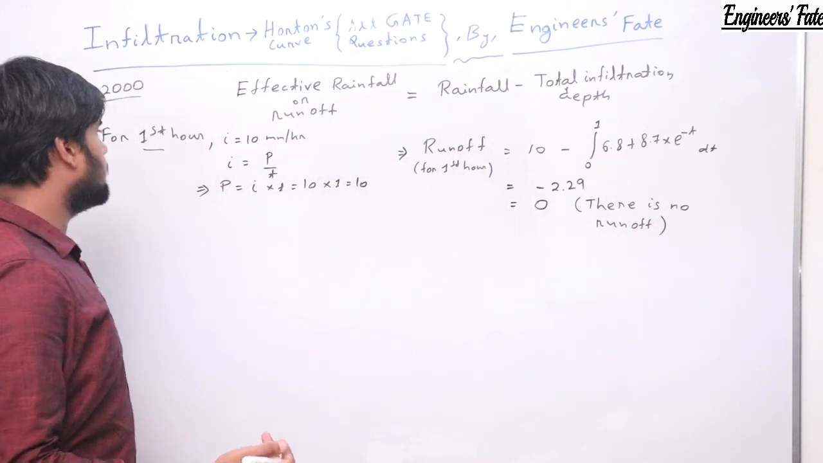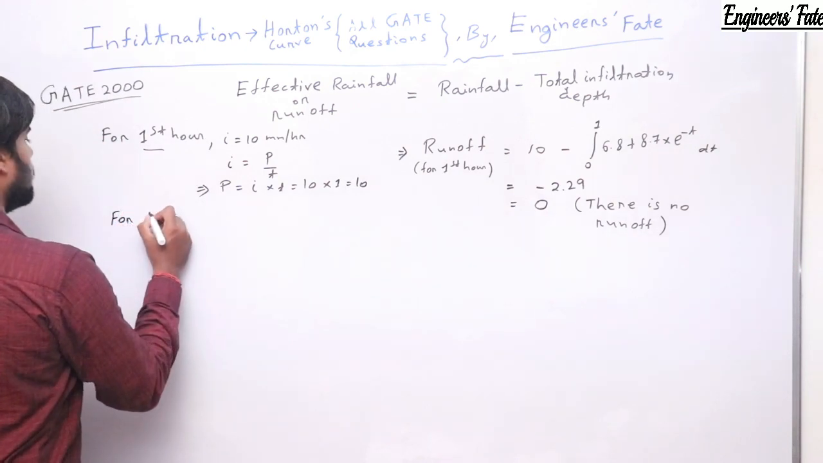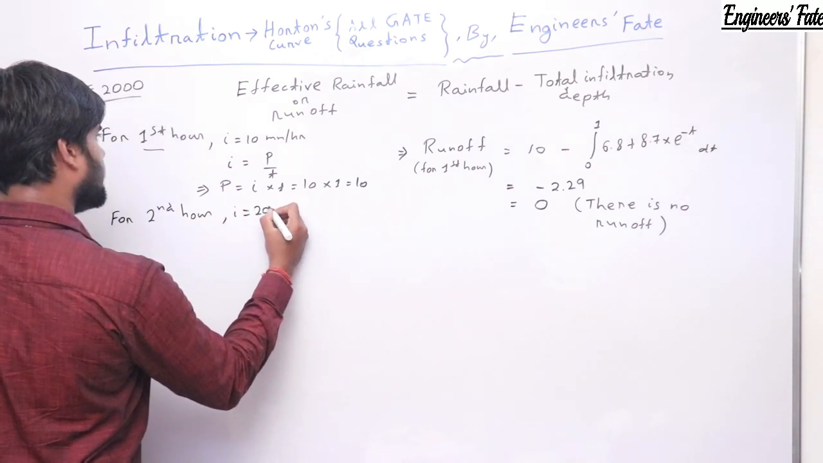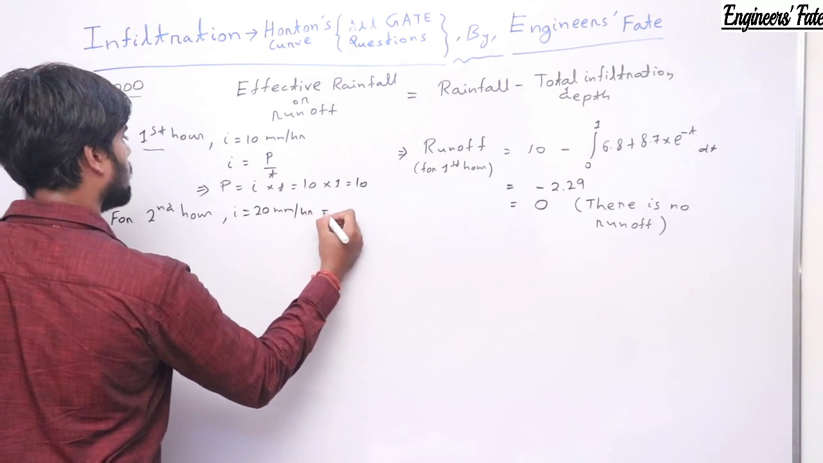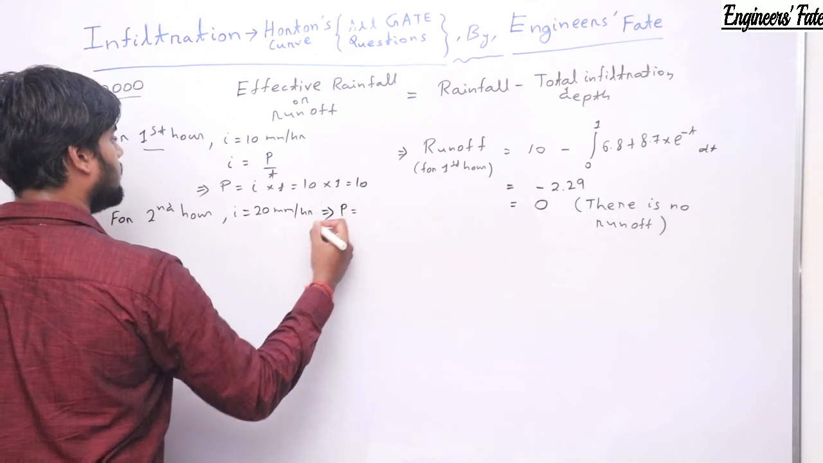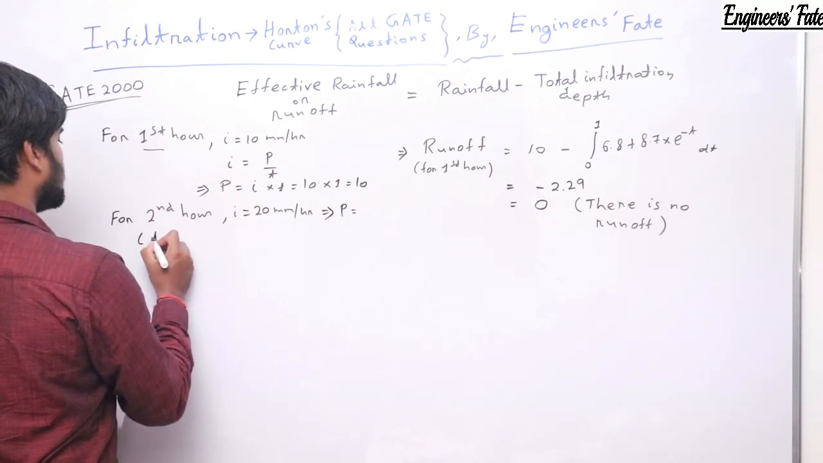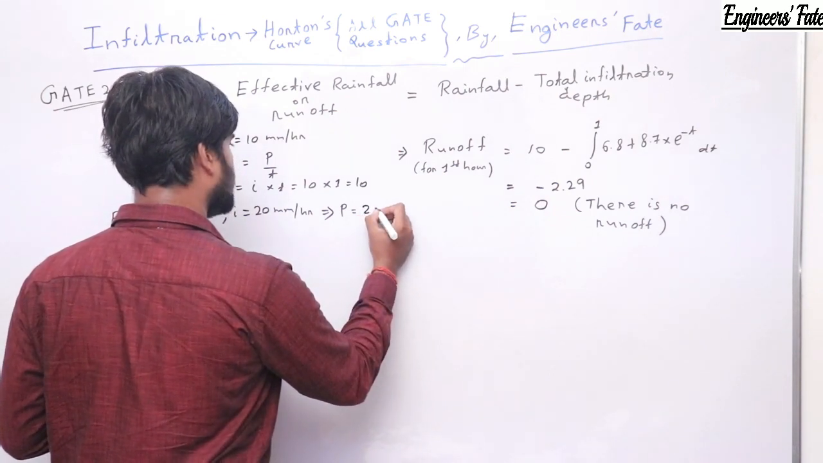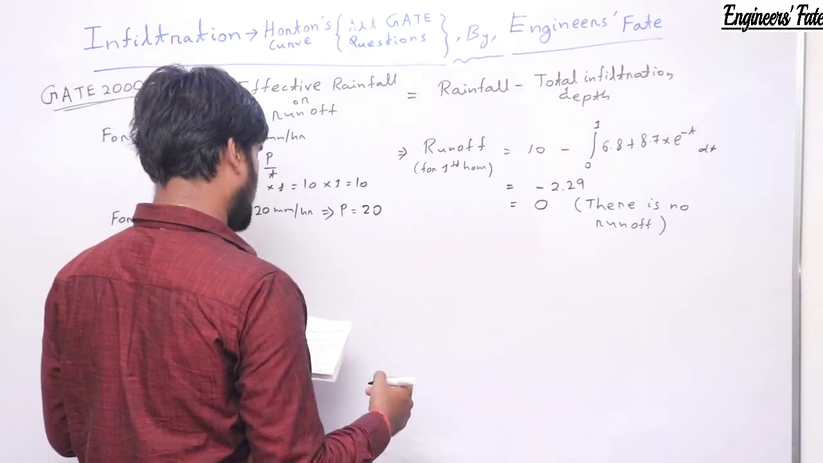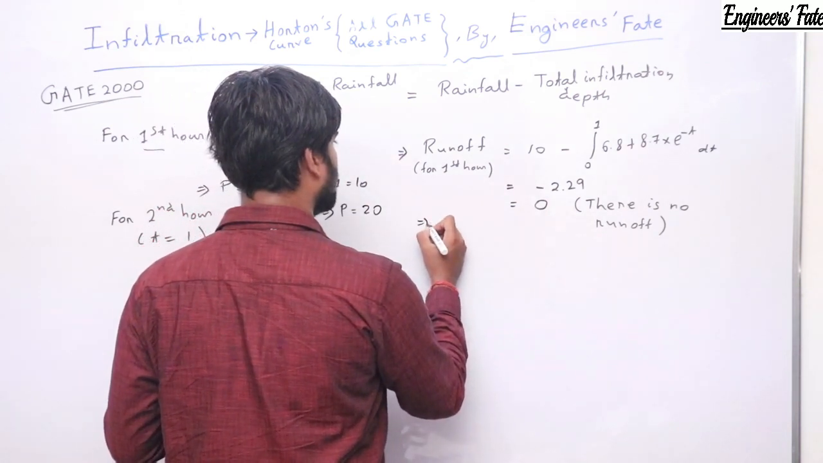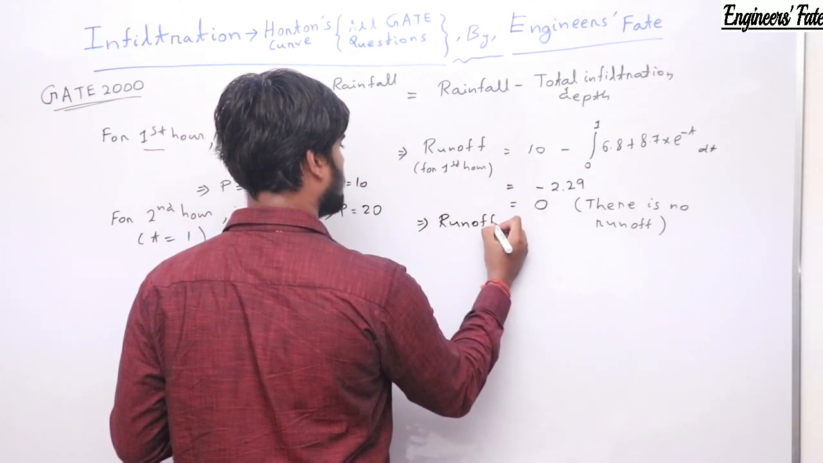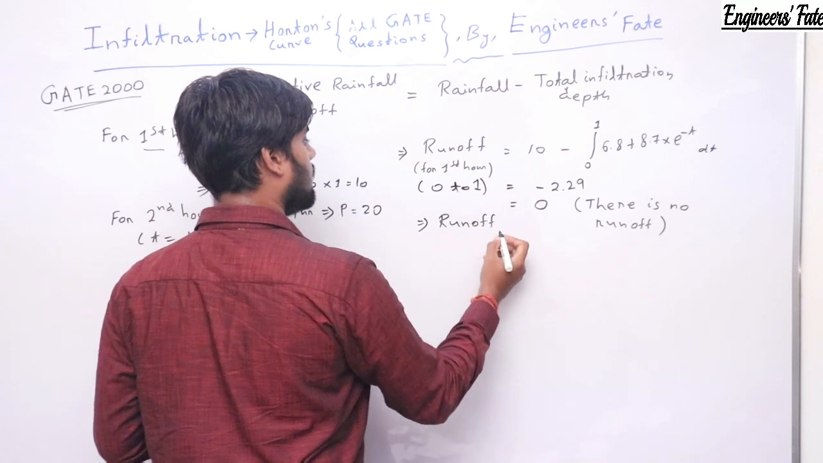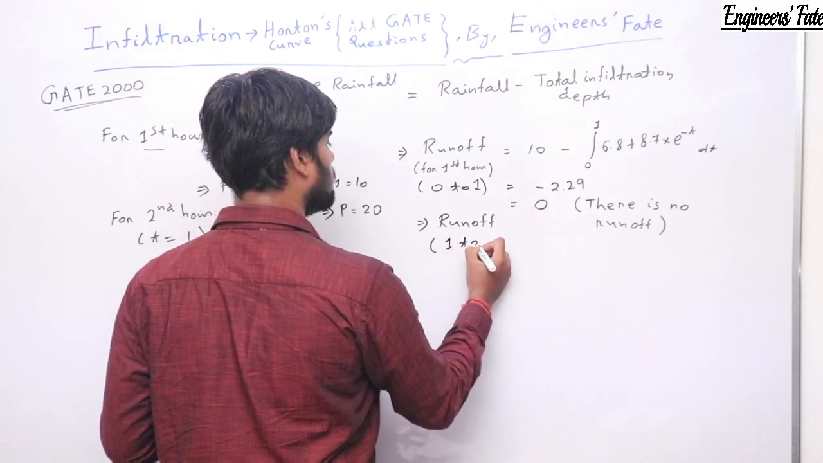So let me find for the second hour. For second hour, intensity I equal to 20 mm per hour. So my precipitation P equal to I into T for 1 hour. Second hour means T equal to 1. So that will be 20. Intensity is given as 20. And similarly for runoff, the first hour was for 0 to 1, and this is for 1 to 2.